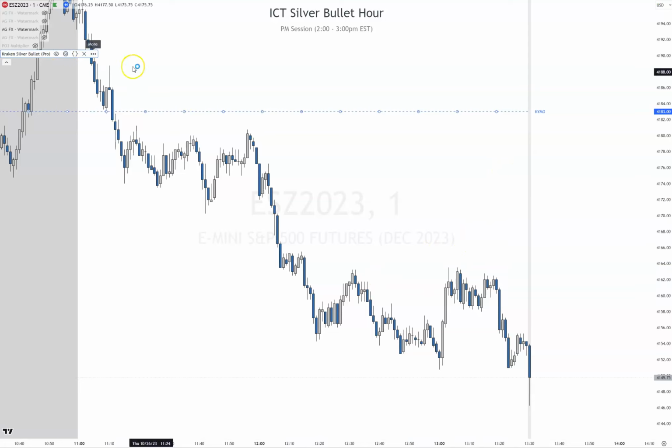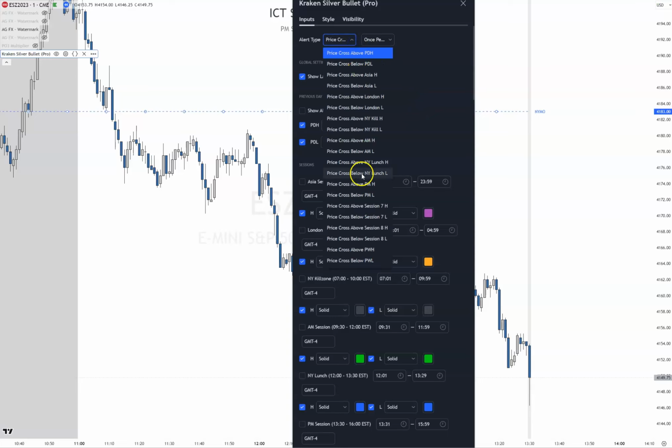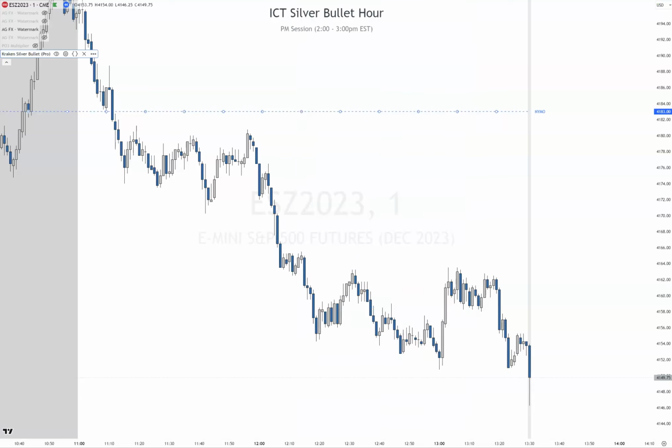So the first thing I do at the start of the afternoon session is I turn on the Kraken Silver Bullet indicator and I set up an alert for New York lunch. Now I would have already had this set up, and so I'm not going to set it up again. But it triggers when this gets taken out. So I'm going to turn on the New York lunch here right now, and I'm going to show you that when it brings it out, we already ran New York lunch sell side.